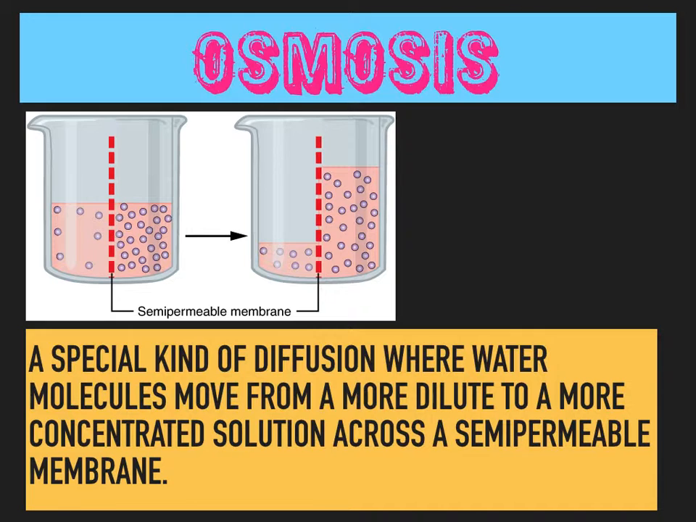These membranes are called semi-permeable, or sometimes partially permeable. What this means is they'll let water through, but they won't let any larger molecules which are dissolved in it through.